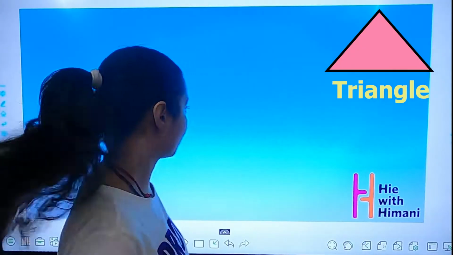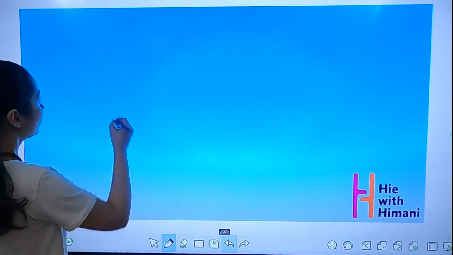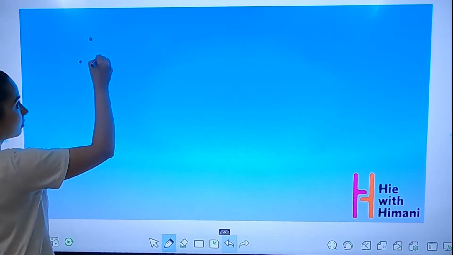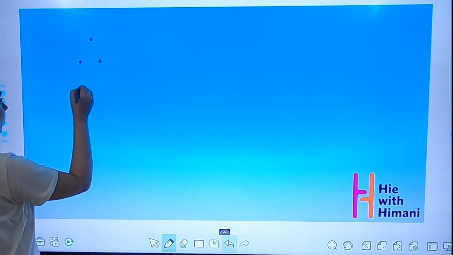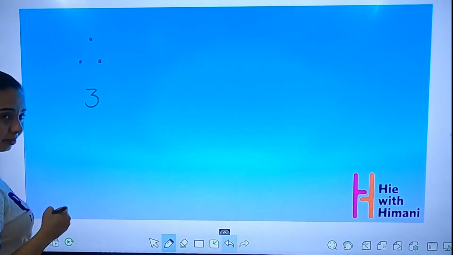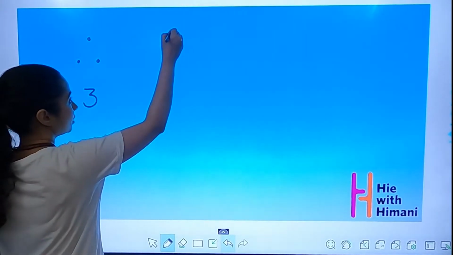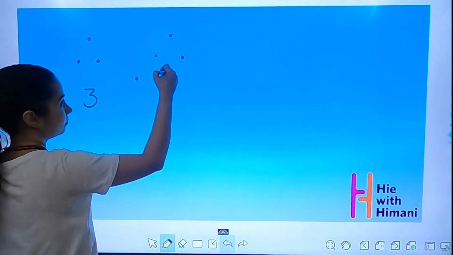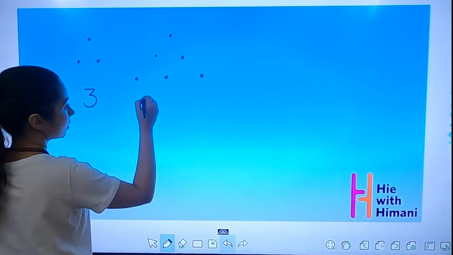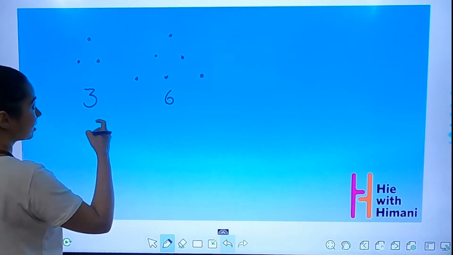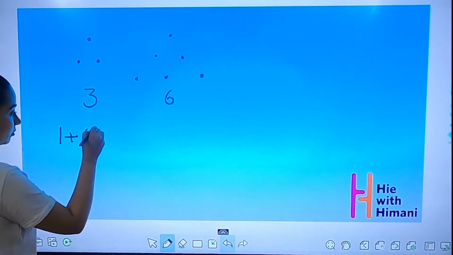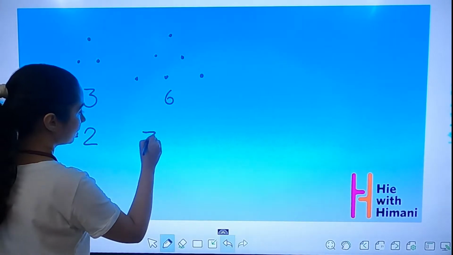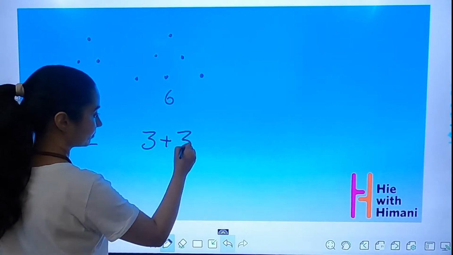How does a triangle have to be formed? So how will a triangle be formed? Like this. 1, 2, so number 3 is represented by a triangle. Now if I have to make a bigger triangle, how many numbers do I require? This is 6. Or in other words, I can say this was 1 plus 2. This was already 3, and what I've added? 3 plus 3.